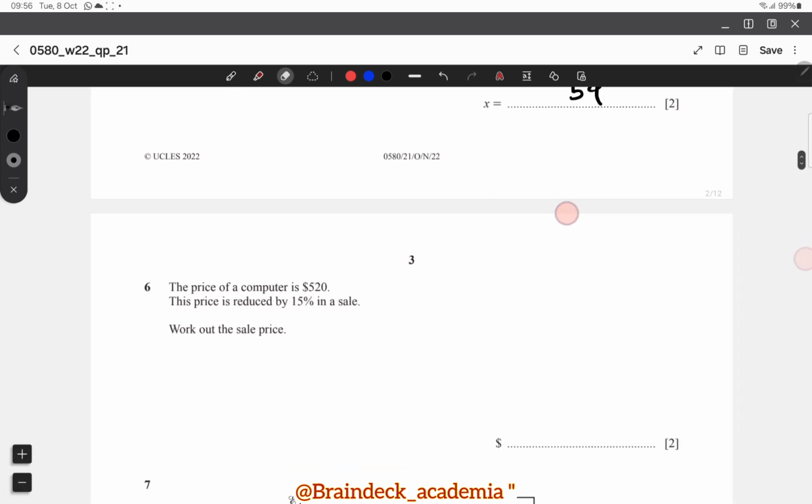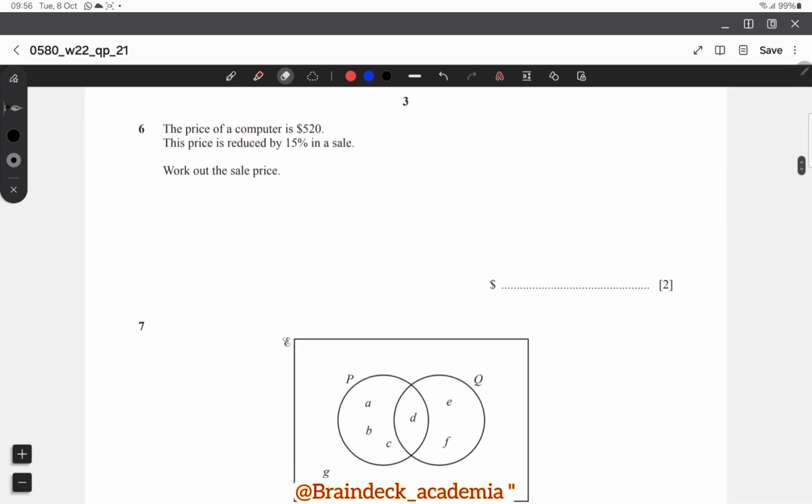Okay, moving on. Number 6 question. Now they say the price of a computer.